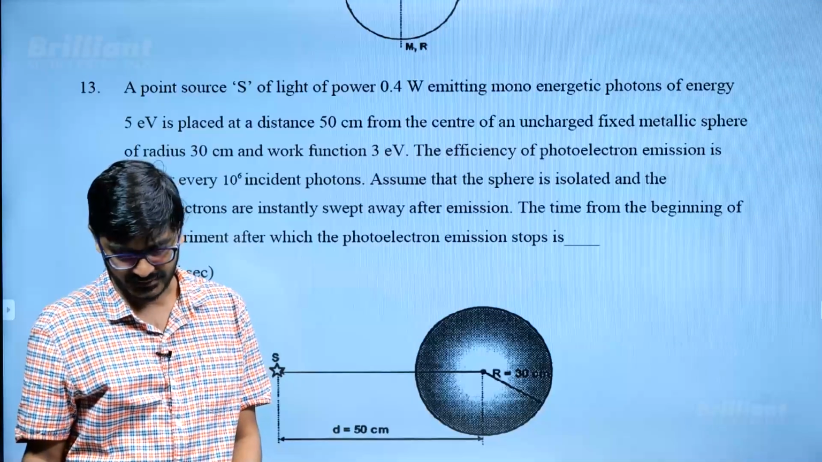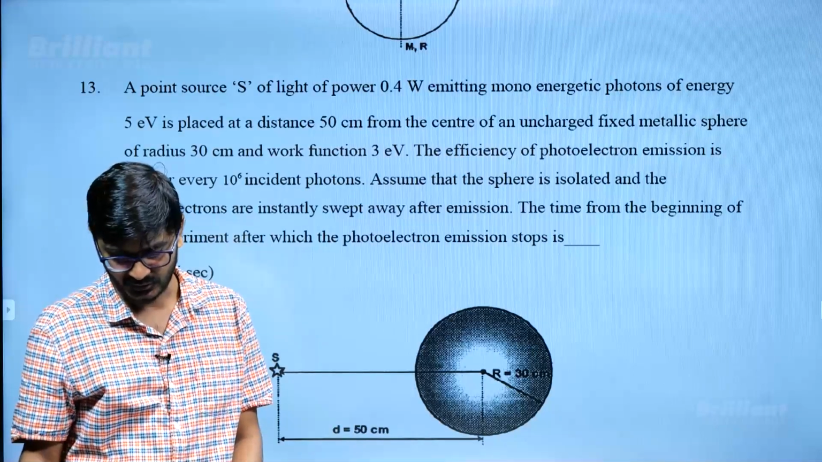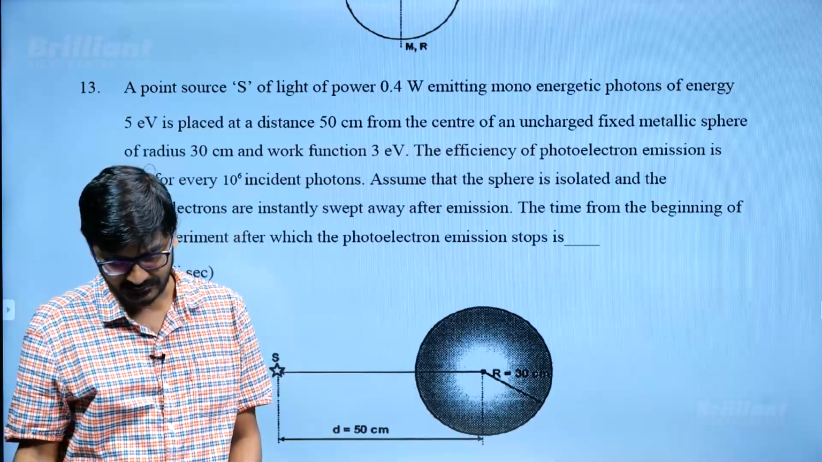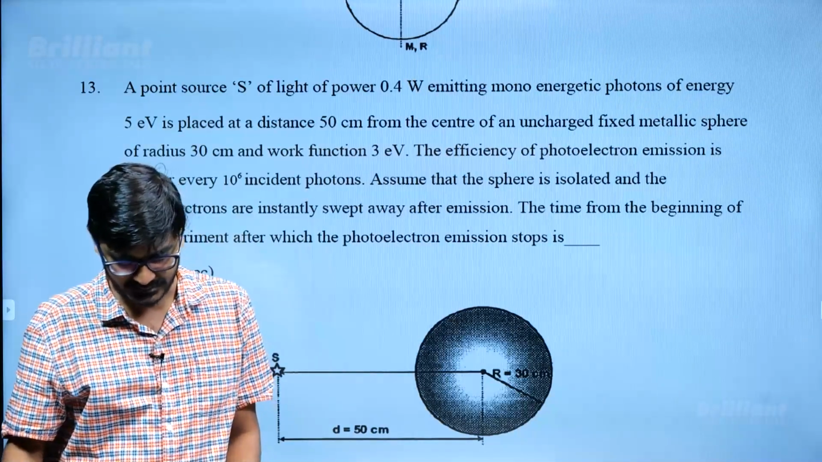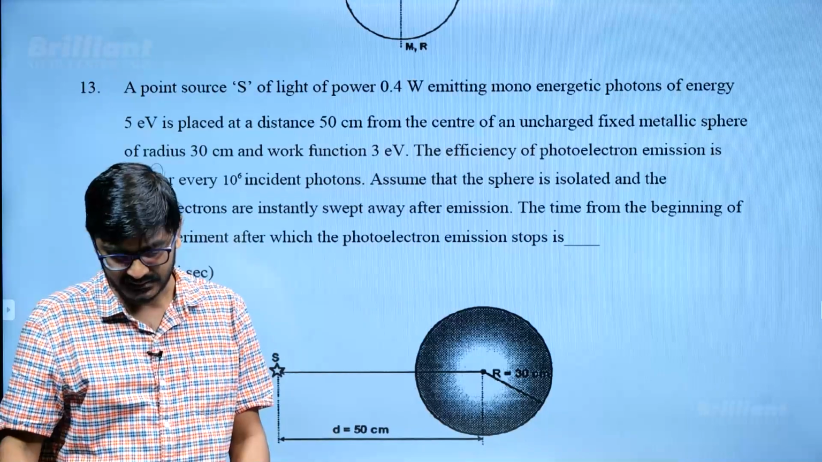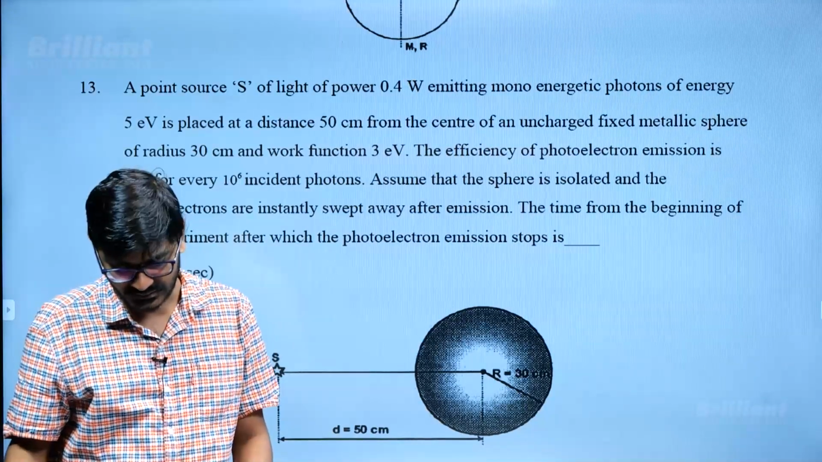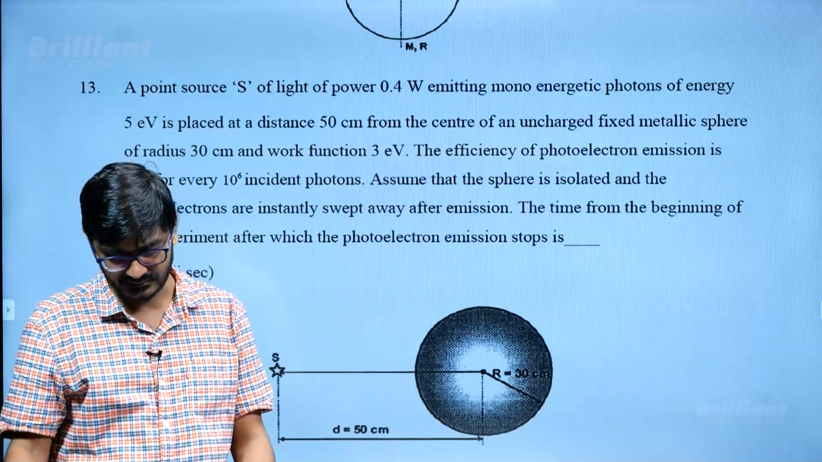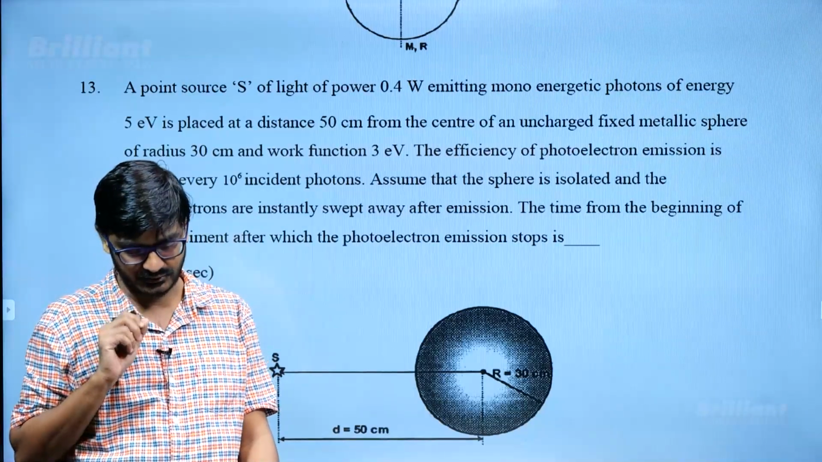A point source of light 0.4 watt, that is 0.4 joules per second, emitting mono energetic photons of energy 5 electron volt, is placed at a distance 50 centimeter from the center of uncharged fixed metallic sphere of radius 30 centimeter and work function 3 electron volt. The efficiency of photoelectron emission is 1 in 10 power 6 incident photons. Assume that the sphere is isolated and the photoelectrons are instantly swept after the emission. The time from the beginning of the experiment after which the photoelectron emission will stop.